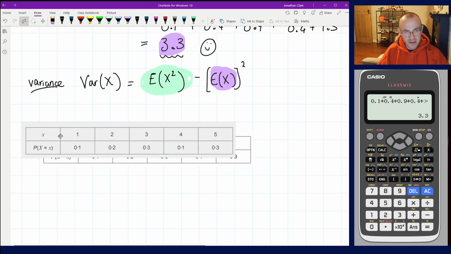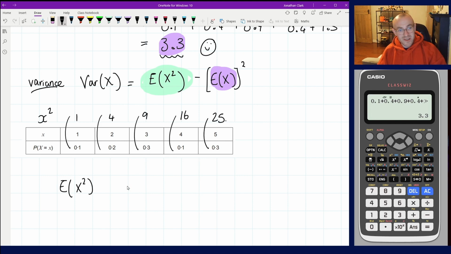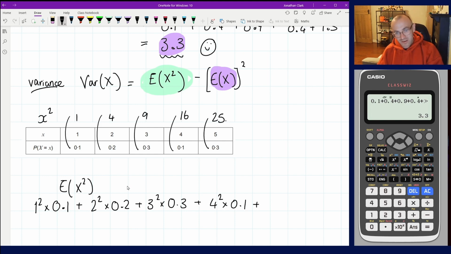So let me just get this table again. The x squared values are going to be 1, 4, 9, 16, 25. We are going to multiply these numbers by the probabilities, and we're going to see what we get. So the E of X squared part, I'll write it out as if I was in an exam: it's going to be 1 squared times 0.1, 2 squared times 0.2, 3 squared times 0.3, 4 squared times 0.1, 5 squared times 0.2.